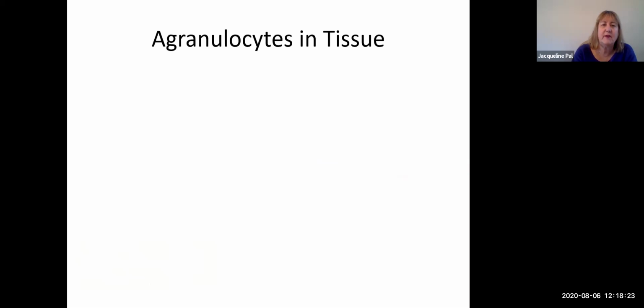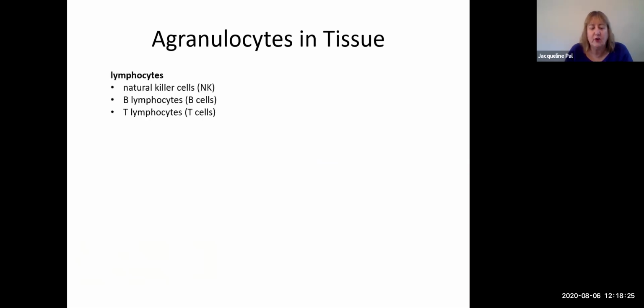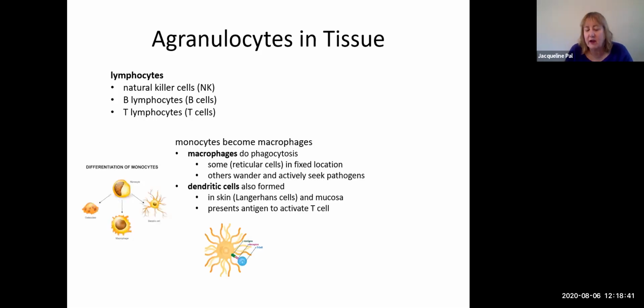Looking at our 2 types of agranulocytes, the first are our lymphocyte-related ones, the lymphoid stem cell line, which are our natural killer cells, our B cells, and our T cells. I'm not going to talk about them right now because we are going to have 2 full Zoom lectures on their effects. That leaves me with the monocytes.